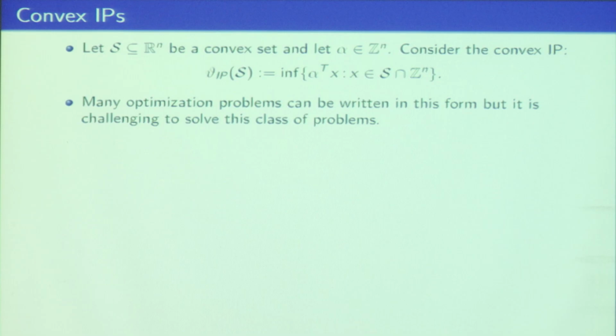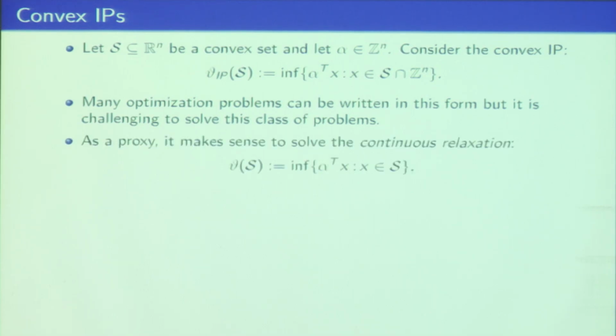Let's say that we have a convex set S, and we want to optimize a linear function over this set intersected with the integer points. These problems are very important because you can model many interesting problems like this. But on the other hand, they are also difficult to solve. One way you can approximate this is to solve the so-called continuous relaxation. This will be a convex program, so hopefully you can solve it, right?